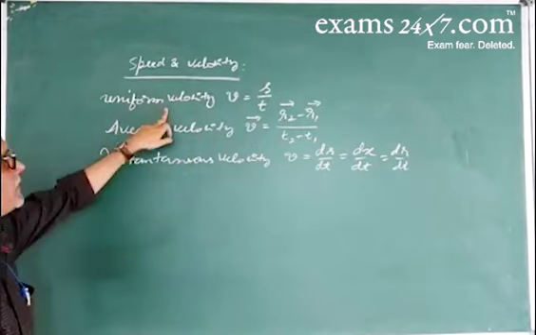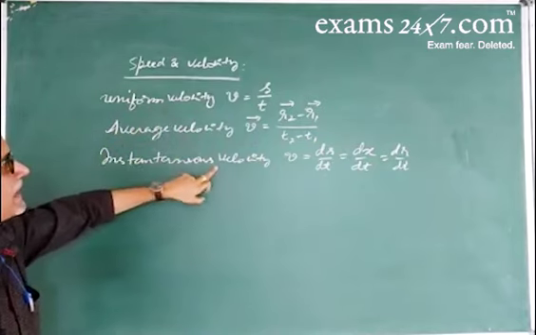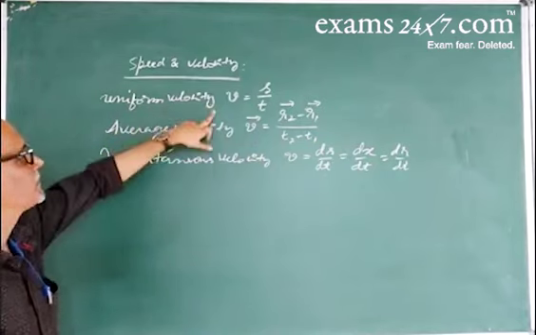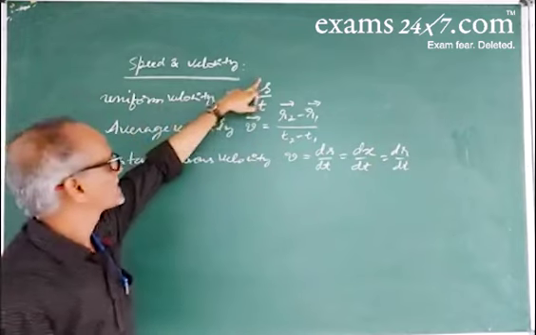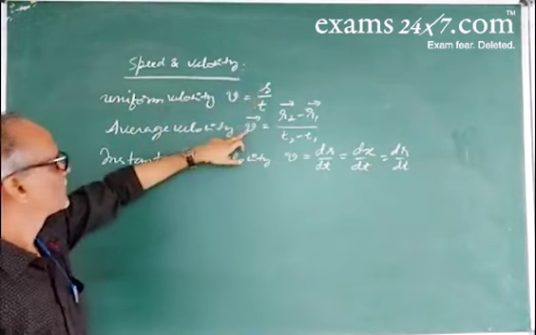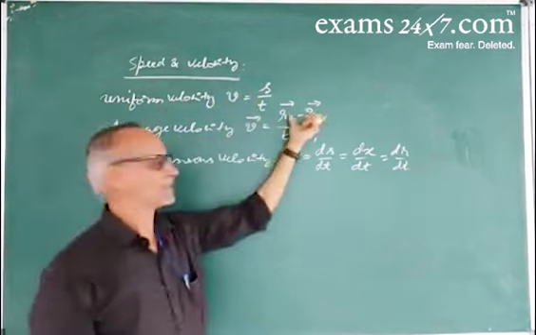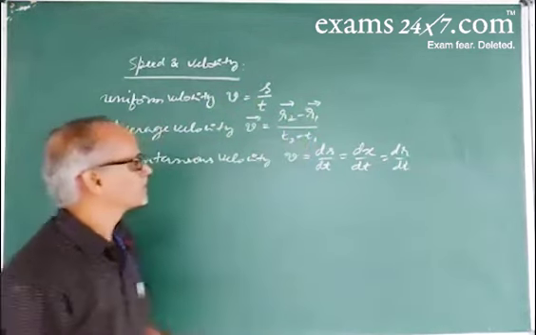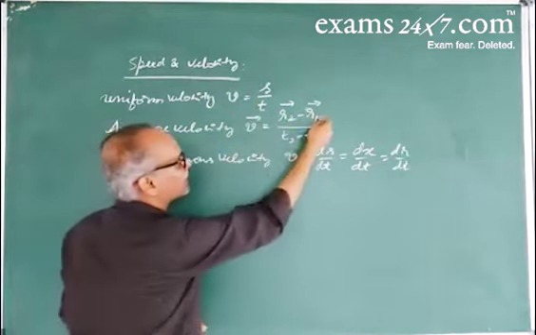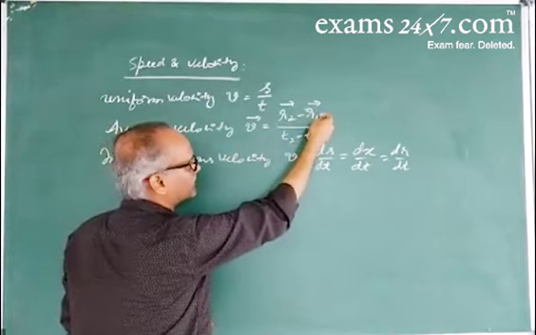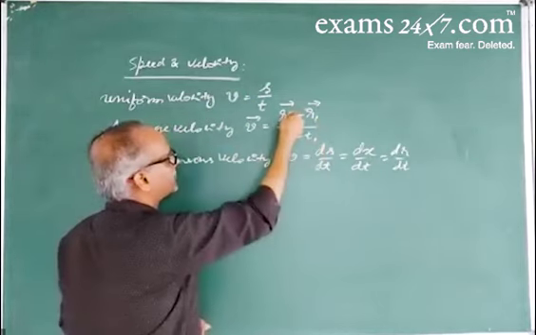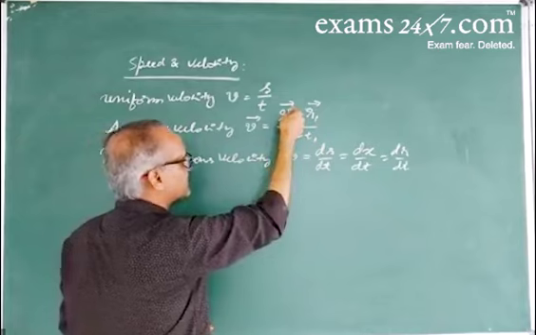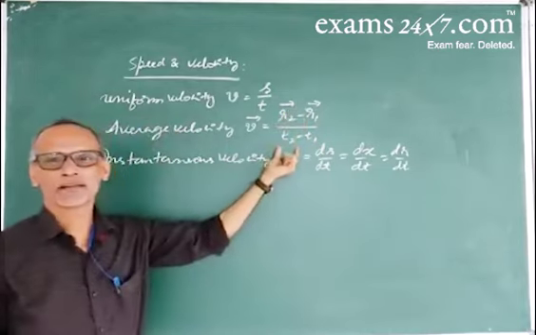So we have uniform velocity, average velocity, and instantaneous velocity. To find the uniform velocity, we use the total distance by total time taken, and for average velocity, the net displacement to the time taken for it, where r1 is the position of the particle in a time t1, and r2 is the position of the same particle at the instant time t2.